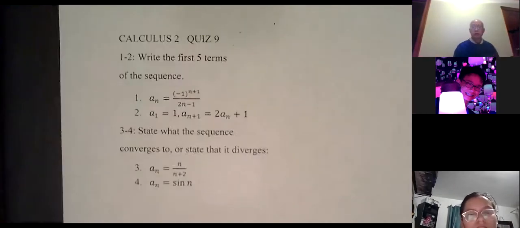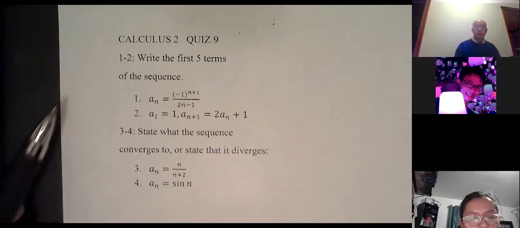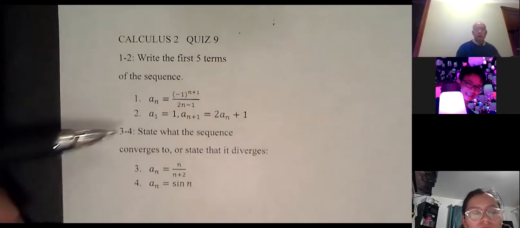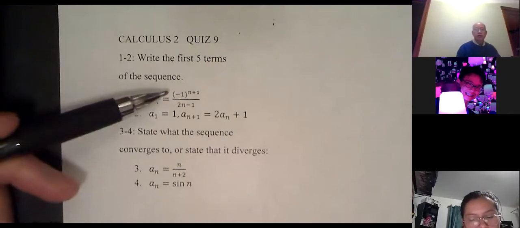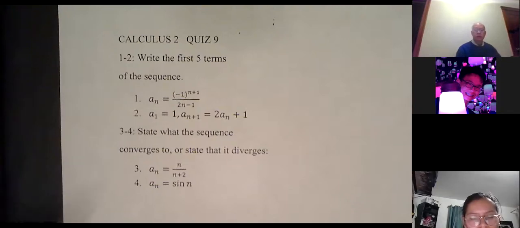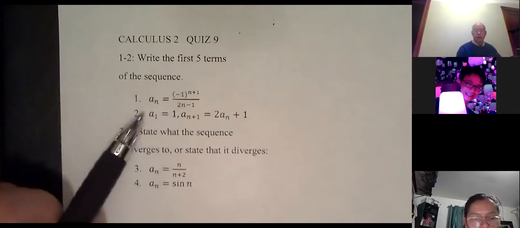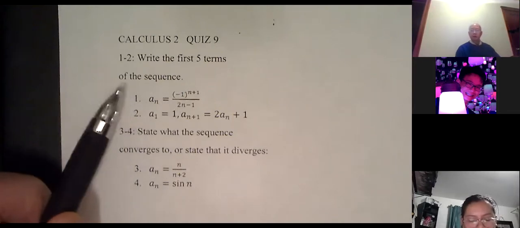Let's get back to sharing your screen. We're still recording, so worst comes to worst, this is on the recording. 1 and 2, just write the first 5 terms of the sequence. Pretty straightforward. a sub n is -1 to the n plus 1 over 2n plus 1. And remember what happens when you raise -1 to certain powers? We said that makes the sequence alternating.